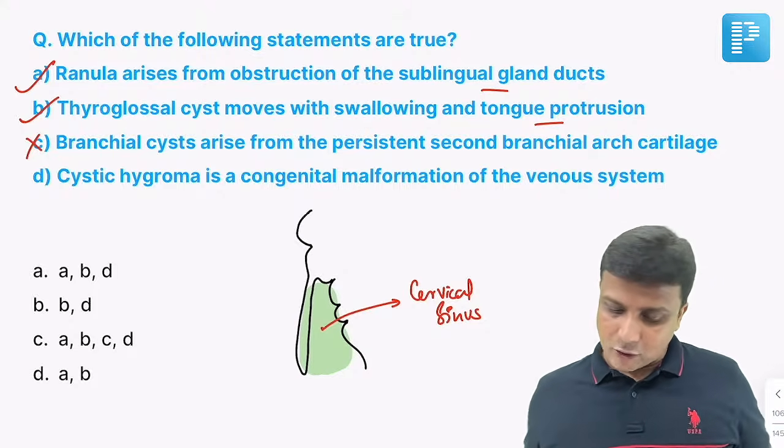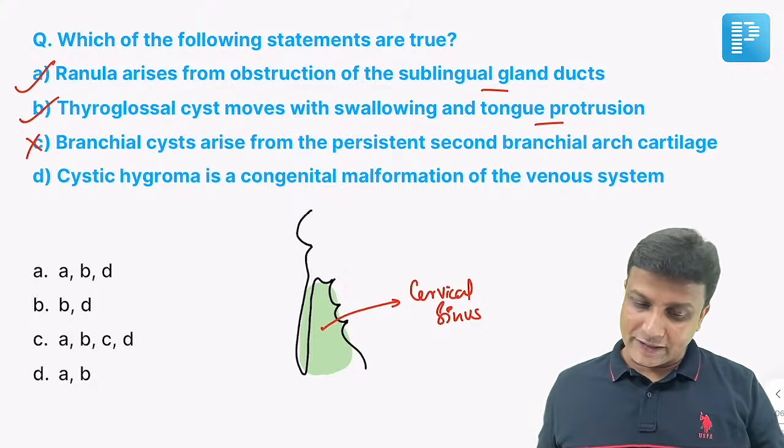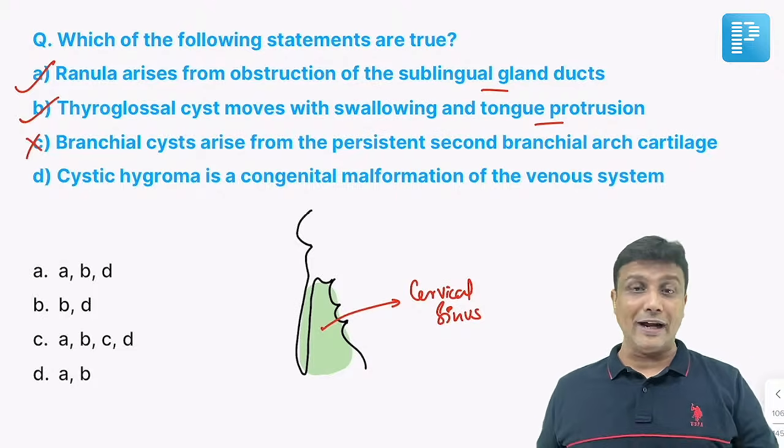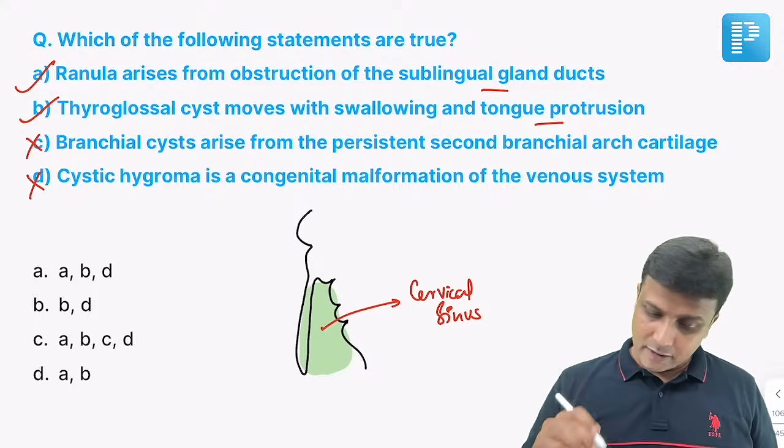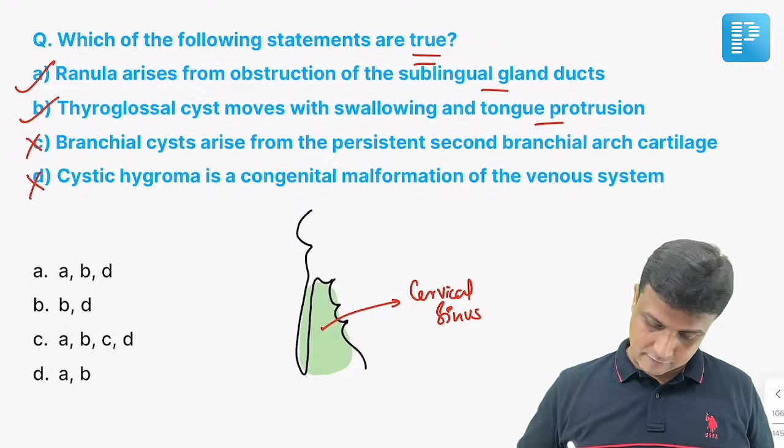Cystic hygroma is a congenital malformation of the venous system. No, actually it is about the lymphatic system. So this is also a wrong statement. A and B are the true statements here. Option D is the right one.